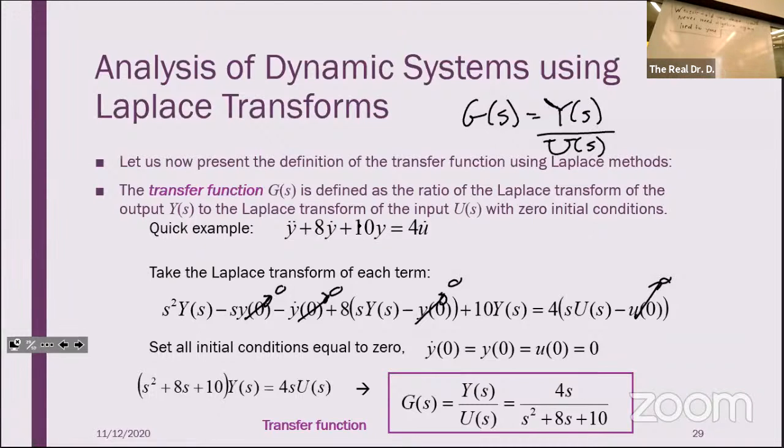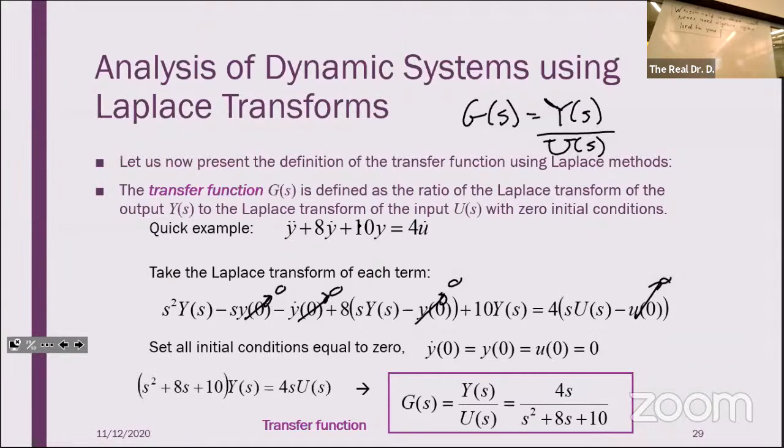It is equal to 4 times s, right, because we have a u dot, times U of s. And if I divide by U of s and divide by s squared plus 8s plus 10, I now have the transfer function. But if you took the Laplace transform of the input before doing the transfer function, you would not get the transfer function, right?